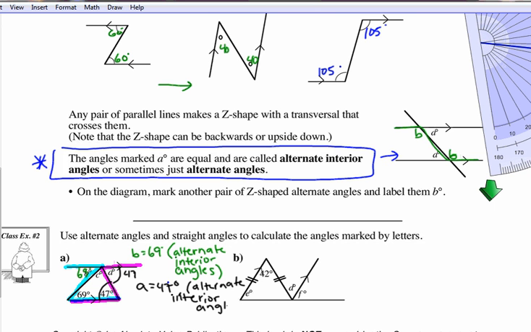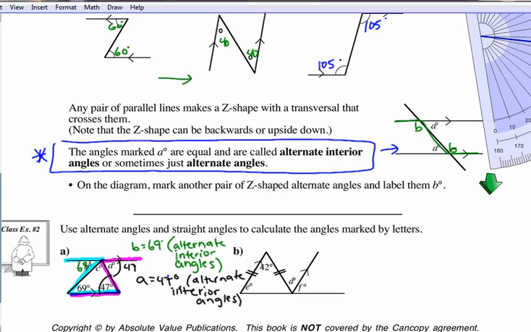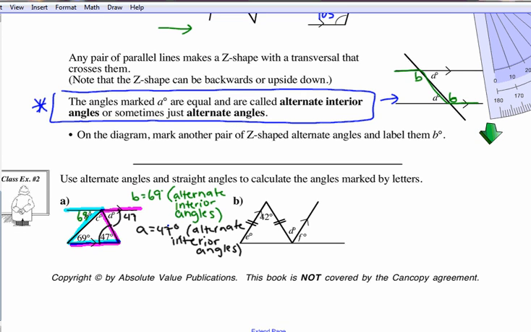Get in the habit of not just filling them in, but also writing the reasons, because when I ask you to do a proof, you've got to know these names. So if you get in the habit of writing in the reason, you're going to be good for the proofs.